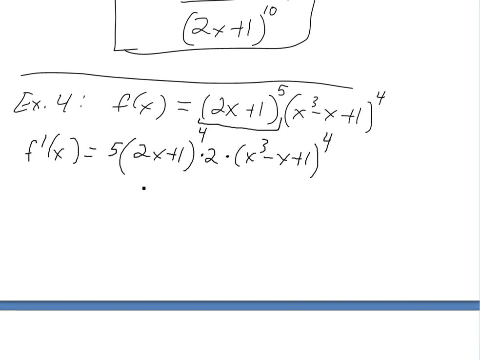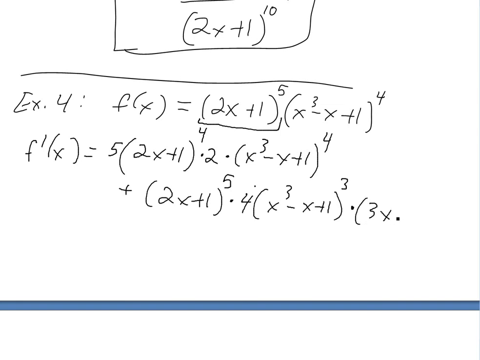And then we add this up. We add it to the derivative of the other one here. So we first times this one out by the derivative of the outer one, which is just using the power rule. Put the 4 down, x^3 minus x plus 1 to the power of 3. And then this is times by the derivative of the inside, which is 3x squared minus 1.